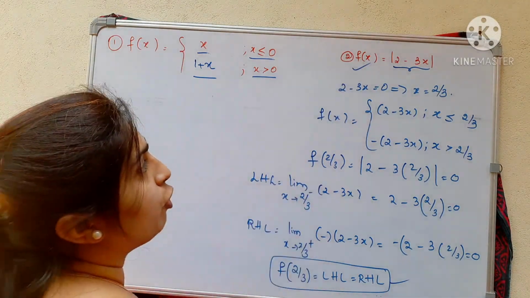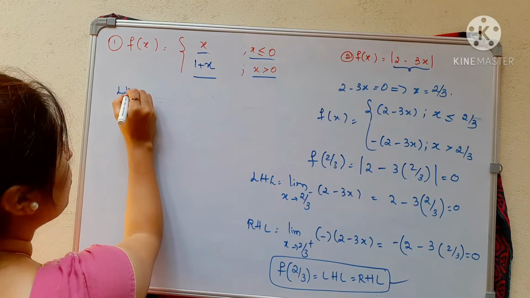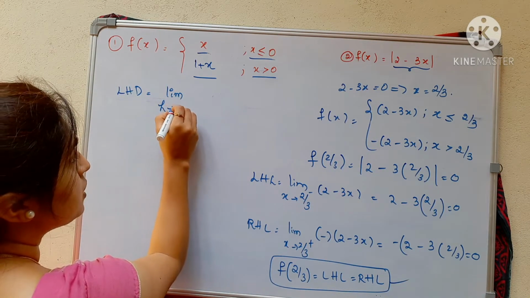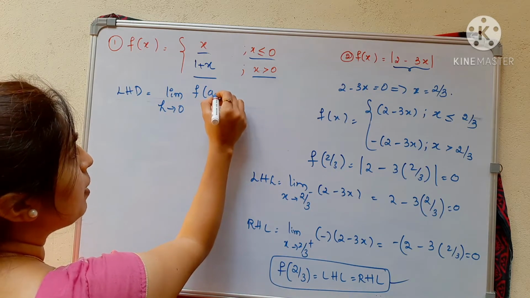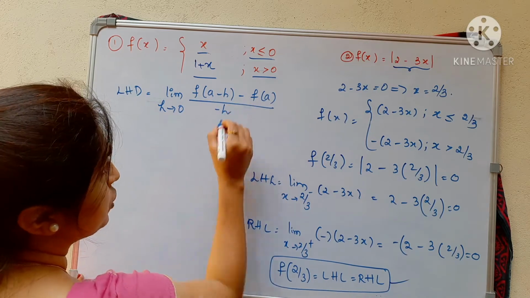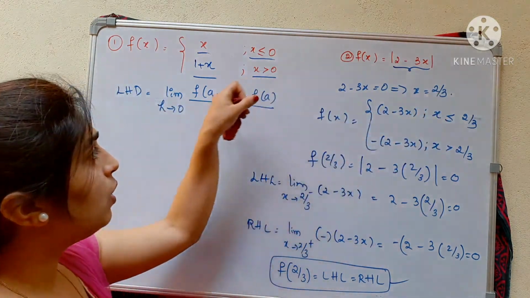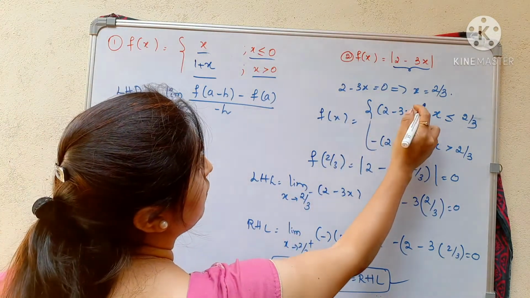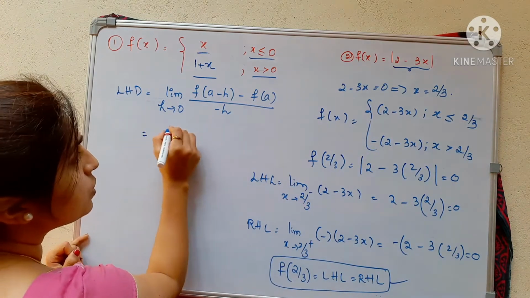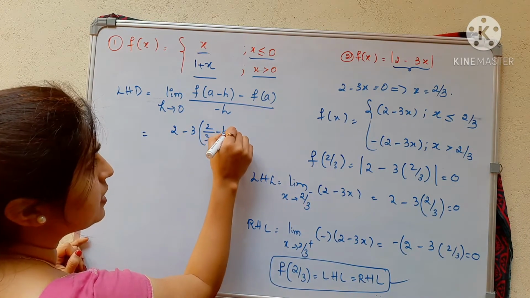Now we will check for the differentiability. You know the formula for the left hand derivative, that is nothing but limit h approaching 0, f of a minus h minus f of a divided by minus h. Here I will consider a as 2 by 3. Now in the left hand derivative, instead of x, I have to substitute a minus h. So 2 minus 3 times 2 by 3 minus h.